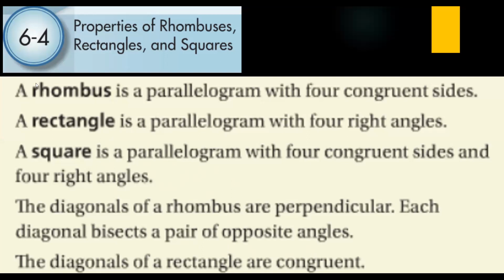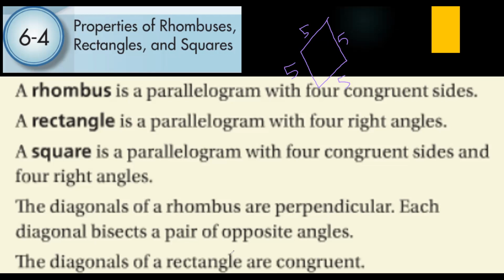Now, the first one, a rhombus. This is a rhombus here. A rhombus is a parallelogram. Parallelogram means each two sides are congruent. But in the rhombus, the four sides are congruent. And if this is 5, this will be 5, this will be 5, and this will be 5.